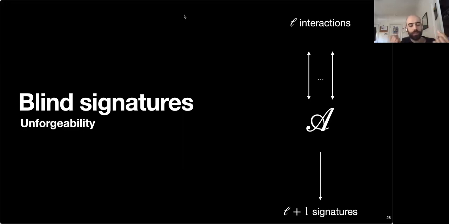There are two security properties here. There is unforgeability, which protects the signer. It says that even if you interact L times with this signer, at the end, you won't be able to produce L plus one signatures. The L here is not by chance. Generally in cryptography, the standard notion for signatures is that you cannot produce a signature on an arbitrary message. But in this case, we cannot do that, because we don't know what the messages are. So we have this notion of one-more unforgeability, to say you cannot do more than I allowed you to do.